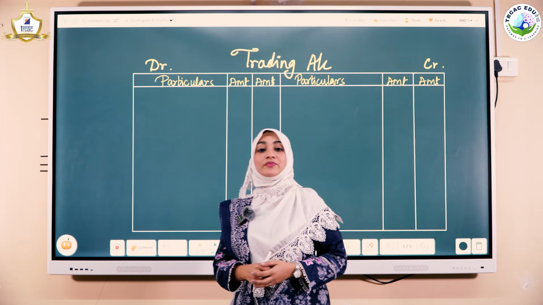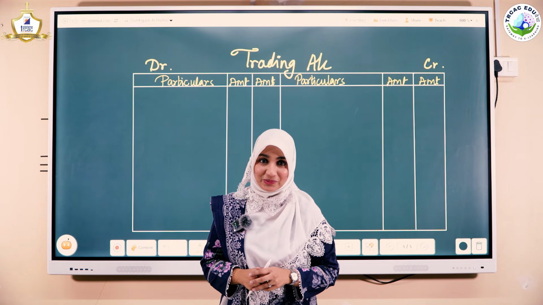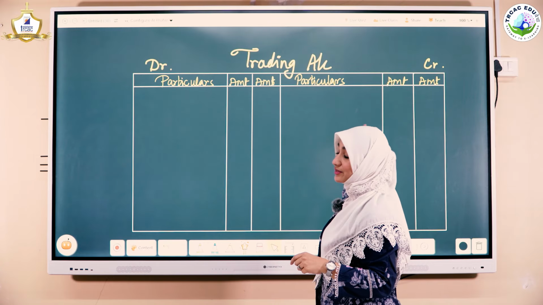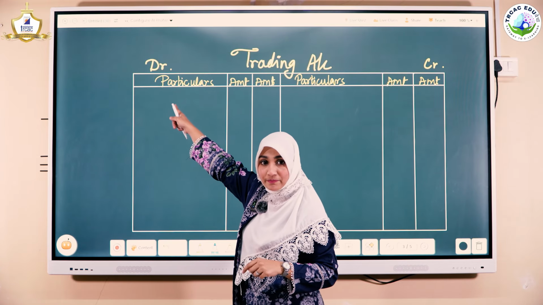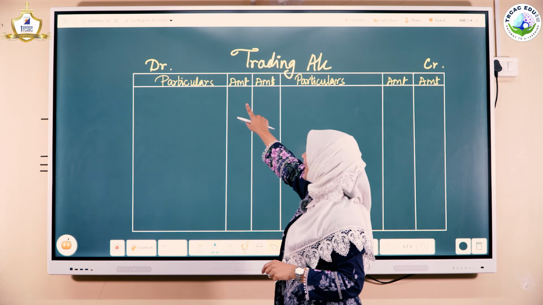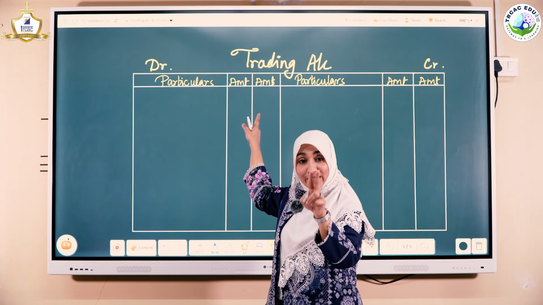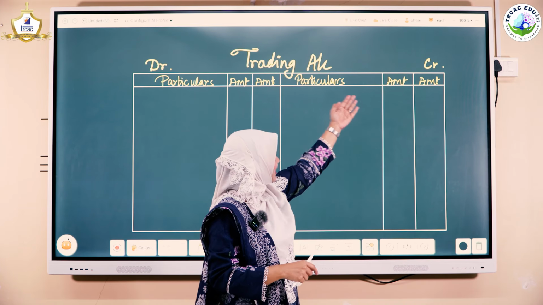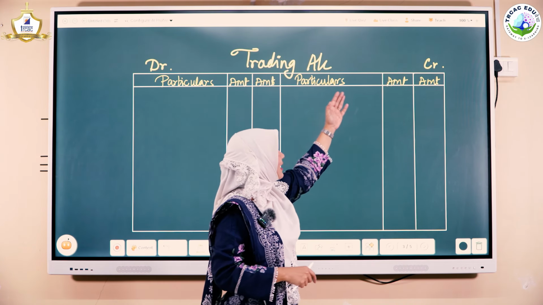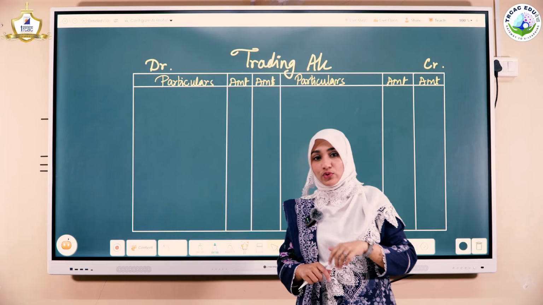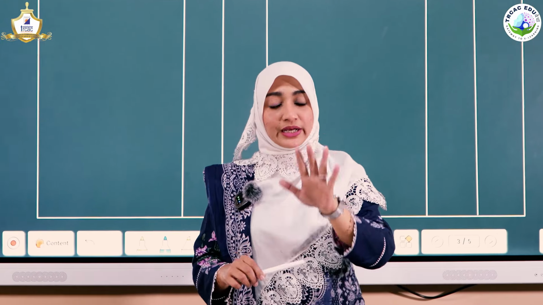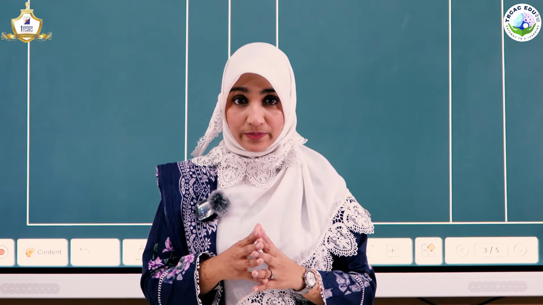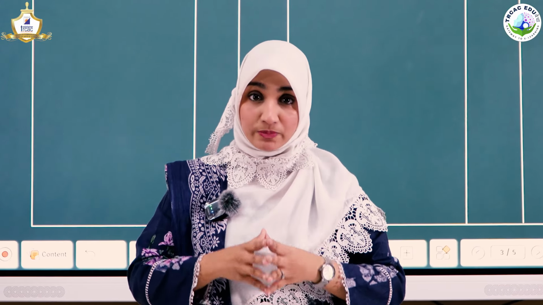So let's see the specimen of our trading account. Trading account is divided into two equal parts. The left hand side is the debit side, particulars, and 2 columns of amount. Why 2 columns? I will explain you further. The second again is credit side, particulars, and amount columns. Okay. Now here I am going to cover in very short how exactly trading account has been prepared.